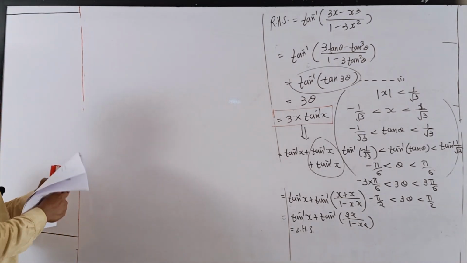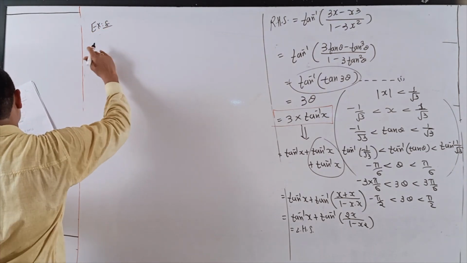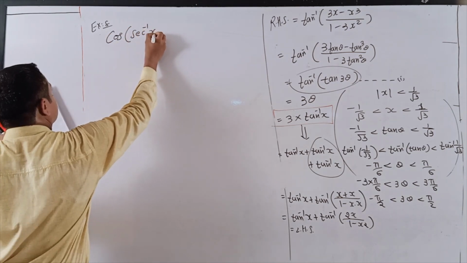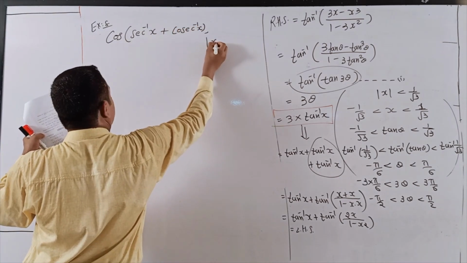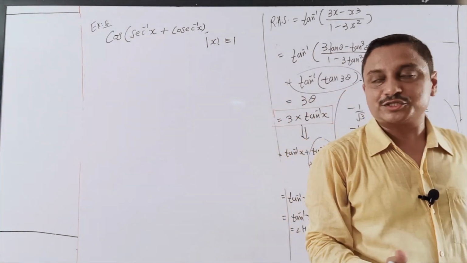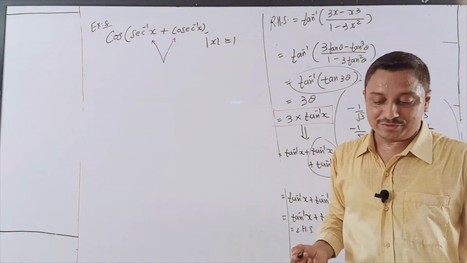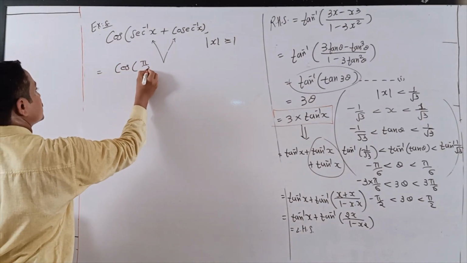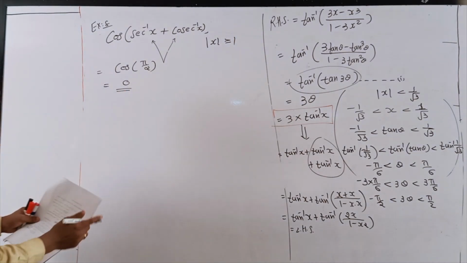Example 8. It is a 1 mark question only. Find the value of cos(sec inverse x plus cosec inverse x), where x is greater than or equal to 1. It's a very simple question, and you know that, students, this is a property: sec inverse x plus cosec inverse x is pi by 2. So my answer is cos pi by 2. And what is cos 90? 0. Finished.